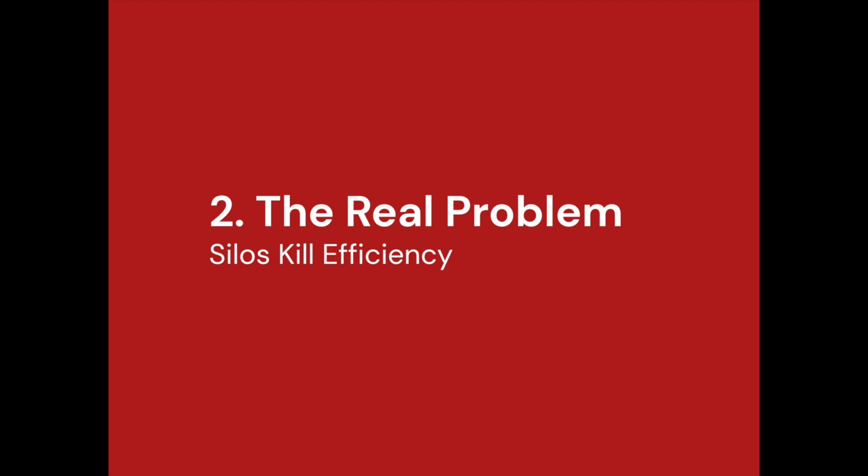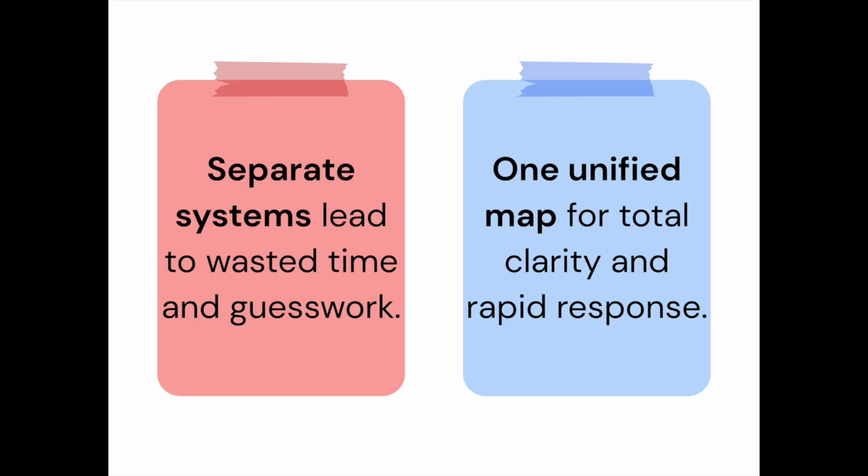And this right here is the real problem: information fragmentation. When all your critical data lives in these separate silos, your teams can't collaborate, troubleshooting turns into a nightmare, and trying to plan for the future becomes pure guesswork. This is precisely the headache that Zonedge was designed to cure. The whole vision is to completely eliminate this fragmentation. It's about moving you away from juggling separate systems and wasting time, and into a world where you have one unified map that gives you total clarity and lets you respond in an instant.